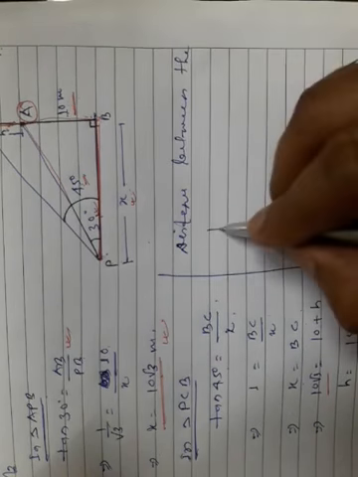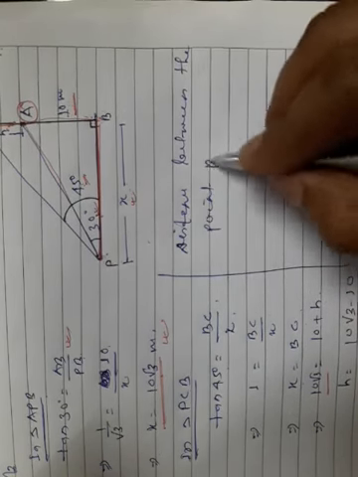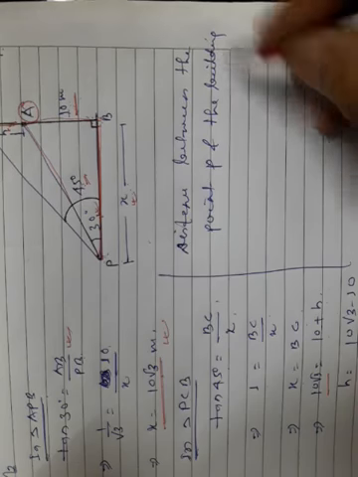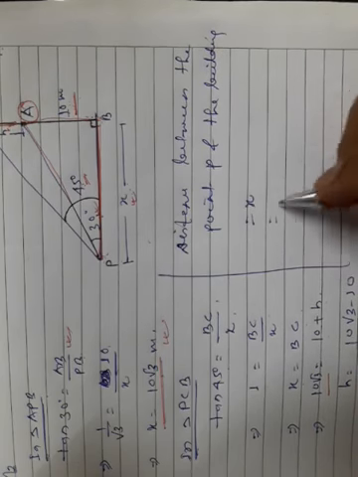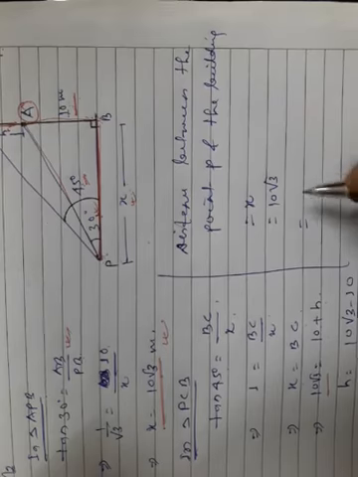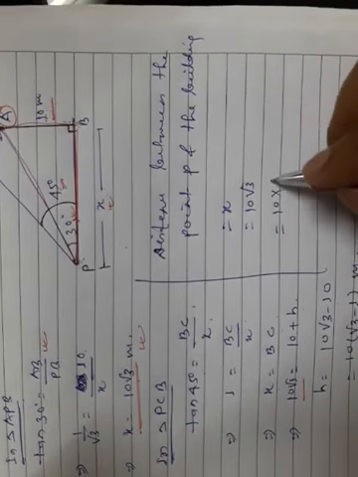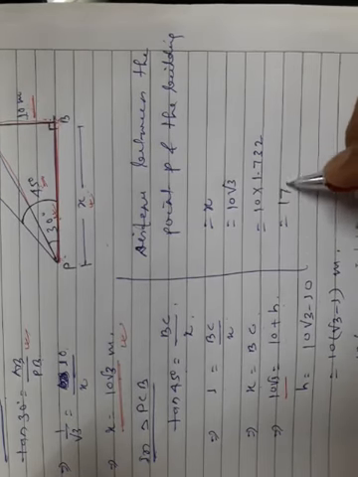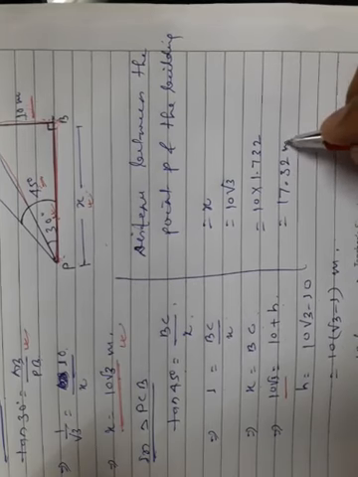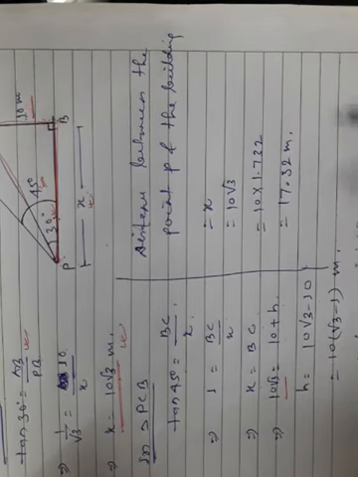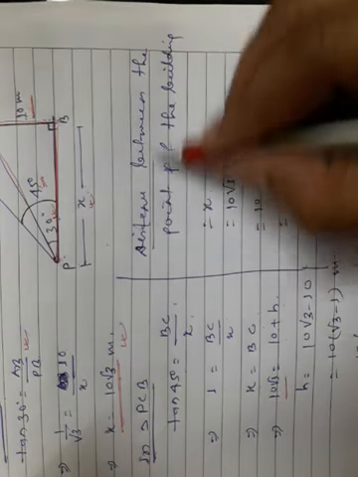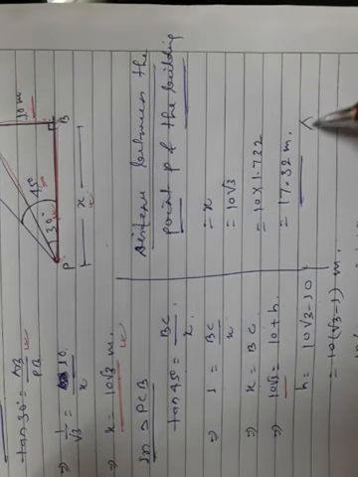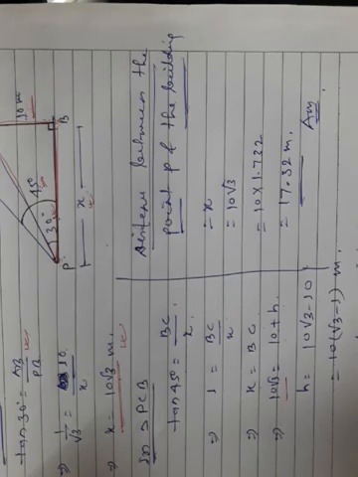And the distance between the point P and the building is x, that we calculated as 10 root 3, and it is already given that the value of root 3 is 1.732. After calculation, you will find its answer is what? 17.32. It means the distance between the point P and the building is 17.2. So this is the second part of this question.